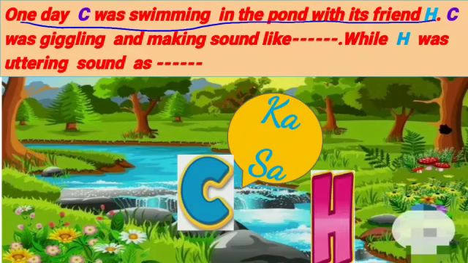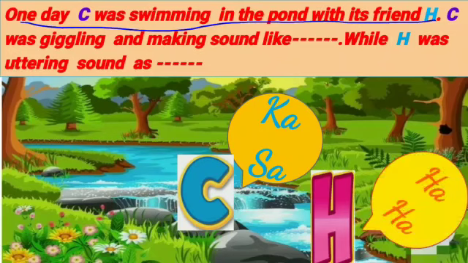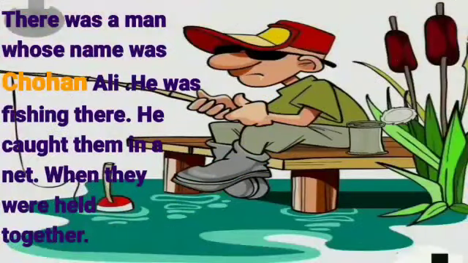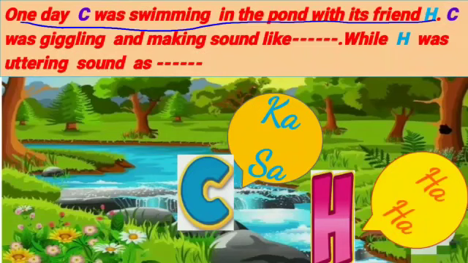As I've told you that H is also swimming with C, while H was uttering a sound. As you know that H has a sound, so both were swimming and making sounds like their own sounds. And what happened next?